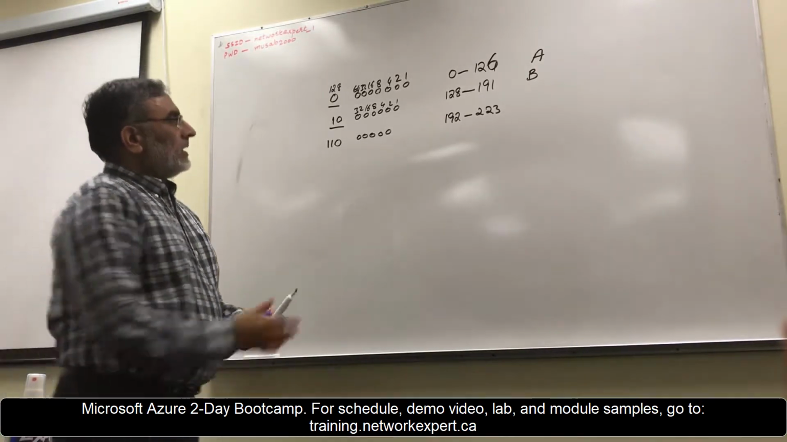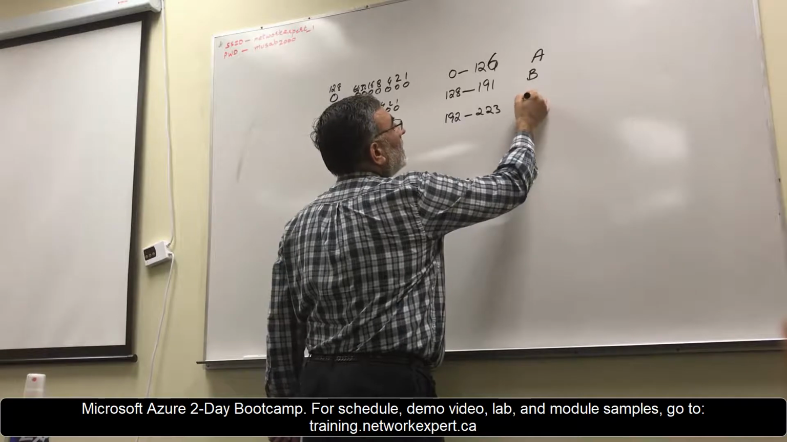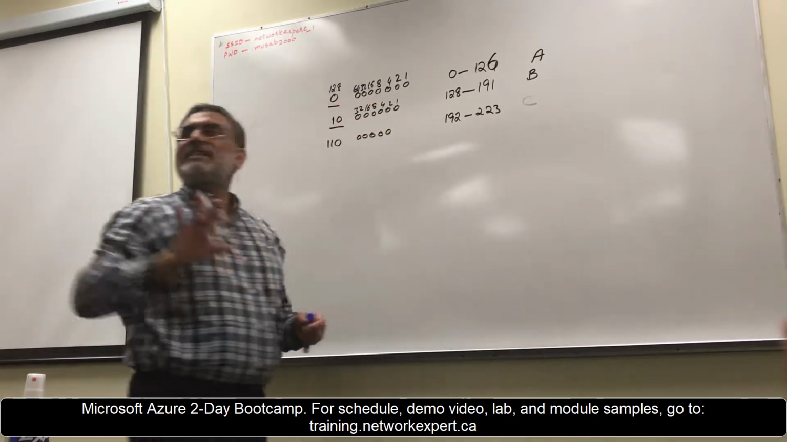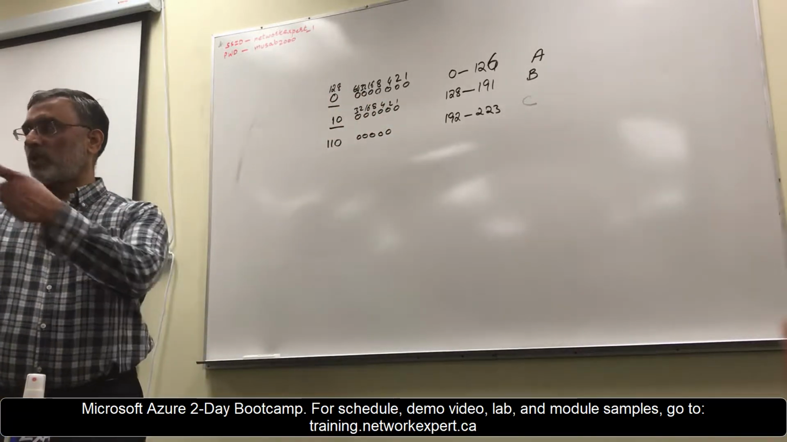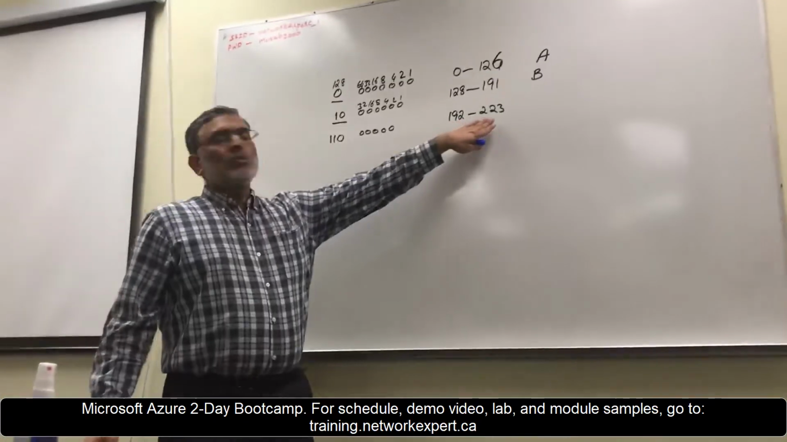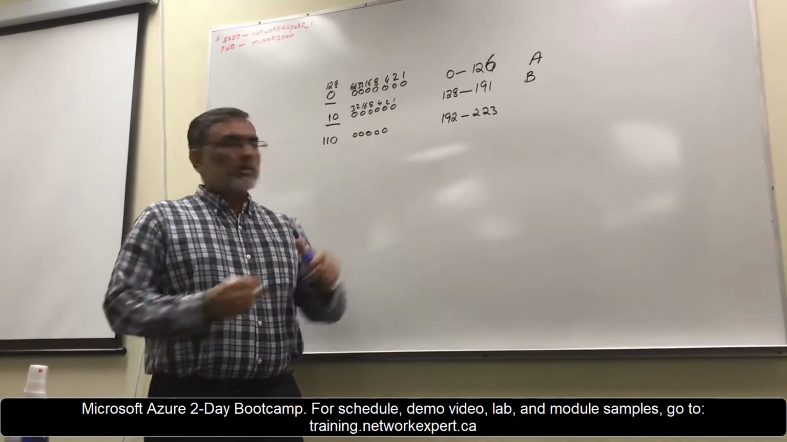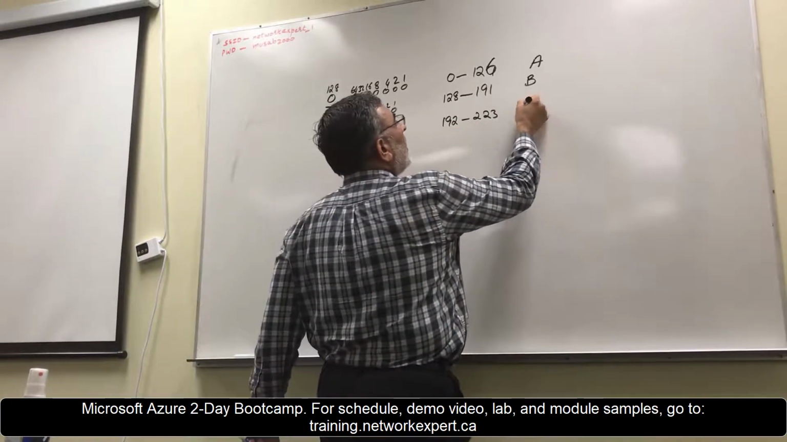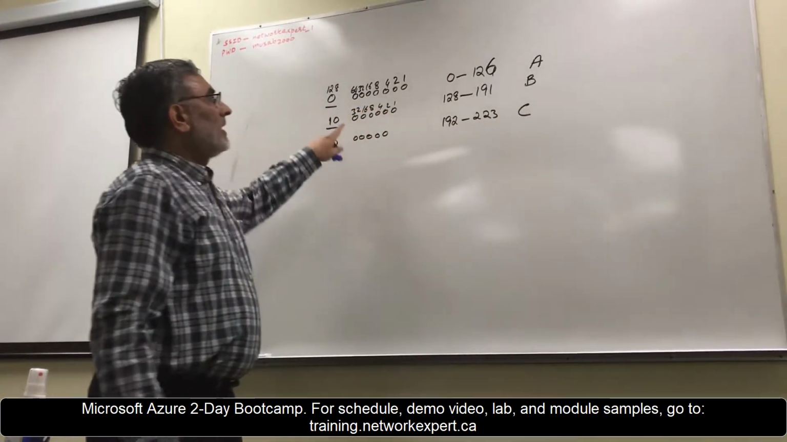Now, in class A, where did 127 go? 127 is reserved for testing purposes, for local testing. Okay, and 192 to 223 is C class address. Okay. Now it was decided.